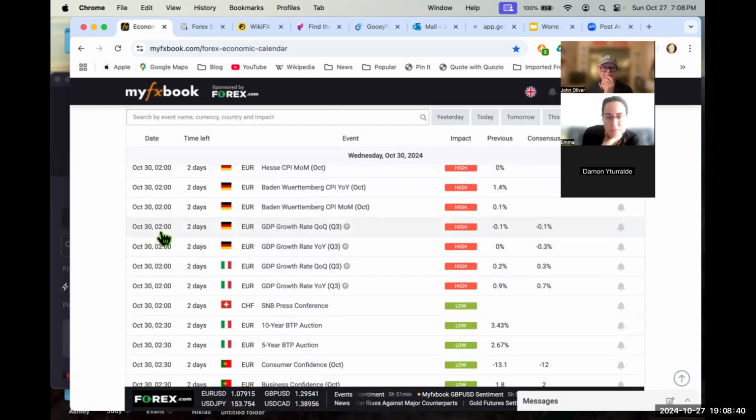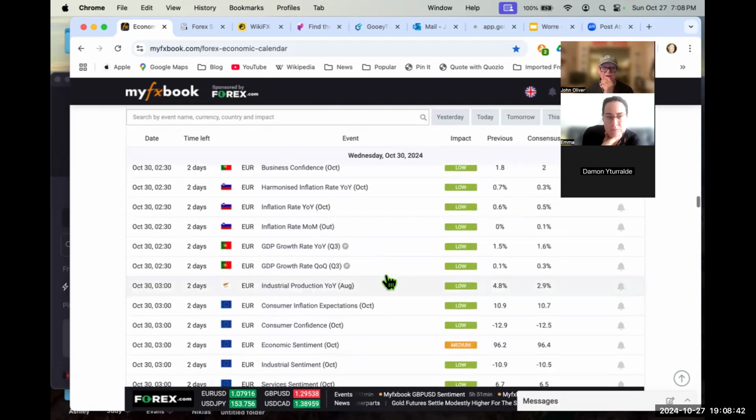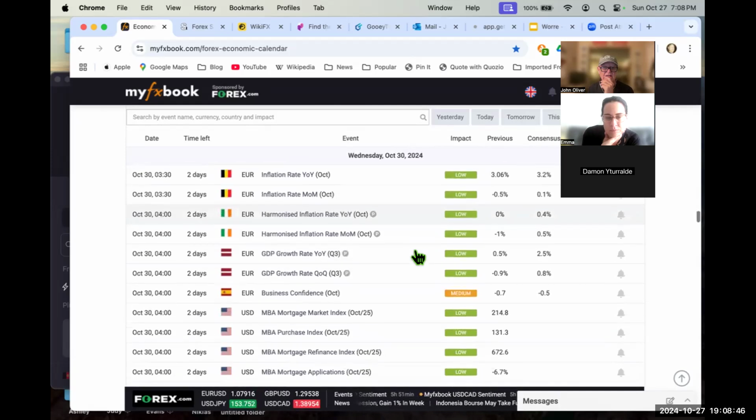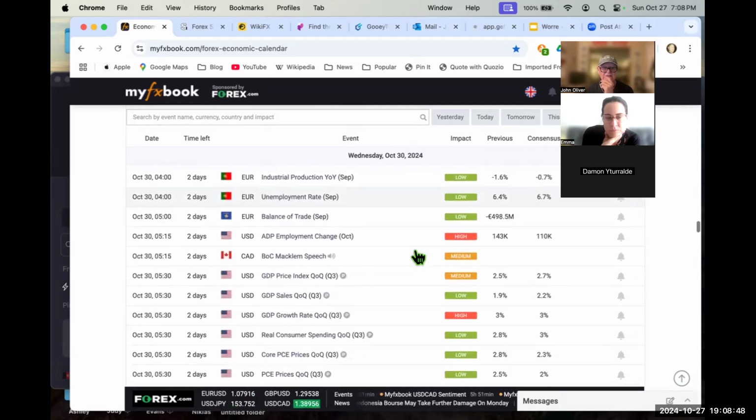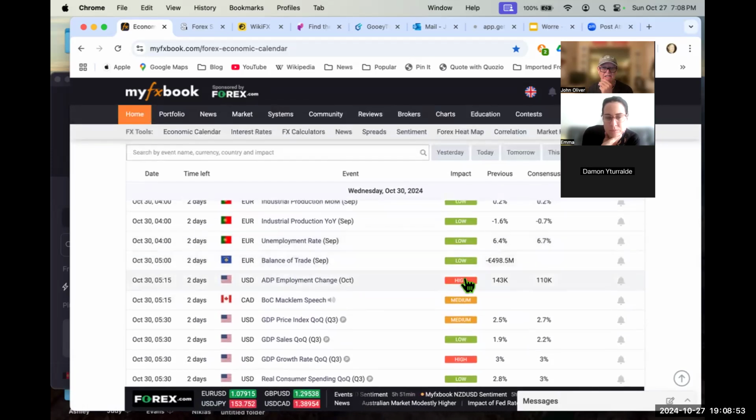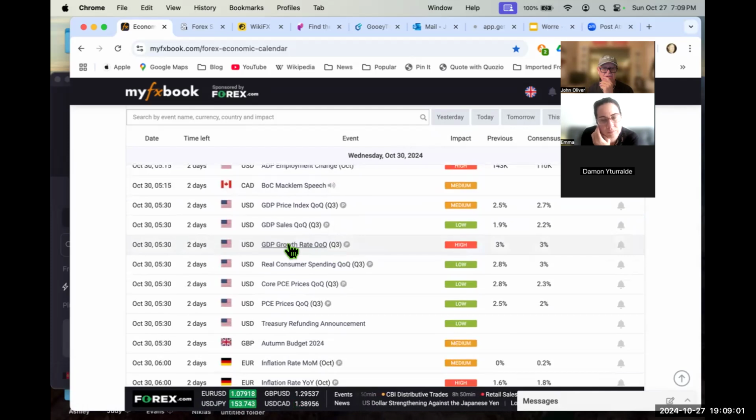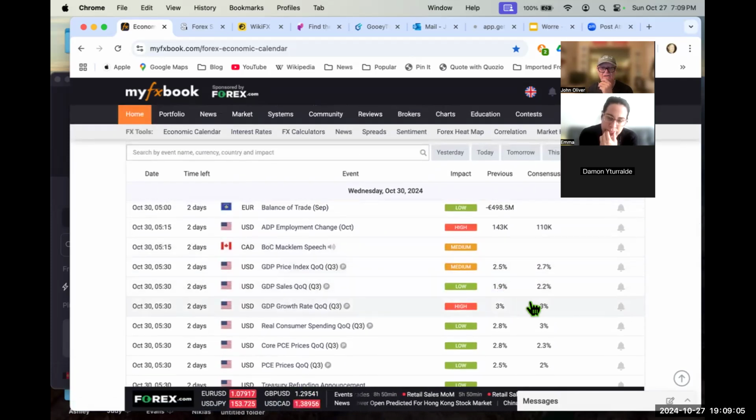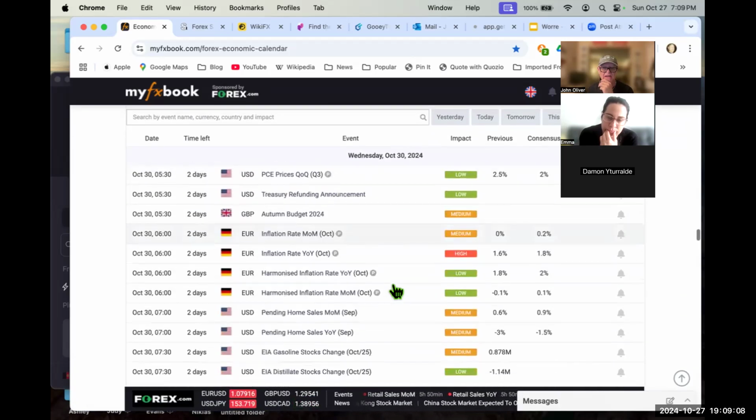It's early in the morning for me, obviously 2 o'clock. A little bit more euro there. And in the US, we do have an ADP employment change. That does show as a red folder, but I don't think it moves the market as much as a red folder; I think it's more of a yellow. Same with GDP growth rate. If it goes crazy off these numbers, it will have a big effect, but if it doesn't, it doesn't really have much.